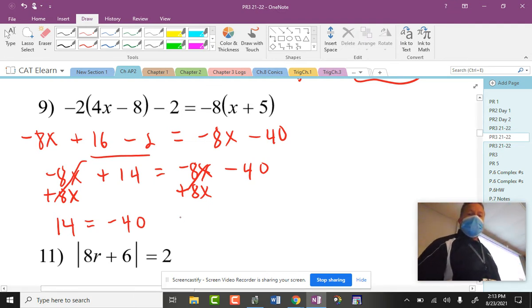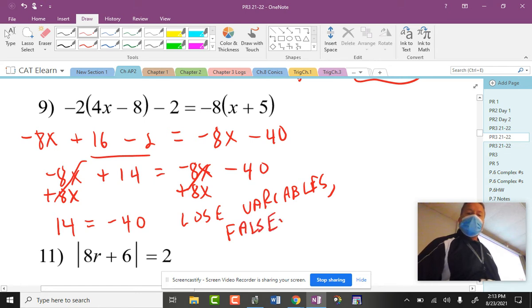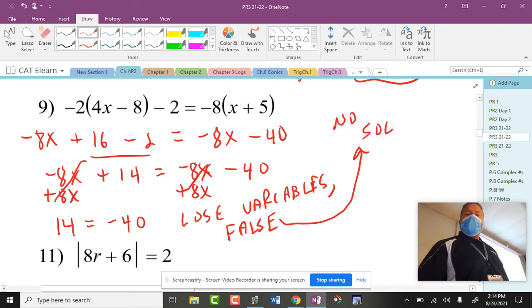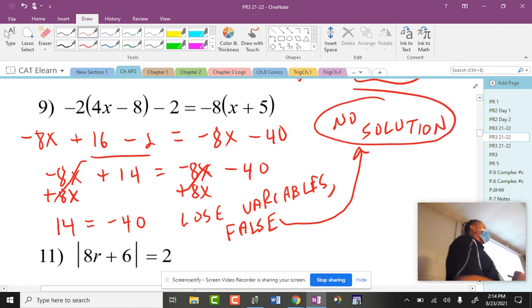All right, so here's this scenario. You lose your variables, but what's left over, my pen is being real bad right now, so bear with me. And what's left over is false. Do you remember now, Grant, what that means for this scenario? No, I don't. Okay, can anyone help him? Nice. This is no solution, meaning there is no number that I could plug in for x that would make this equation balanced or true.